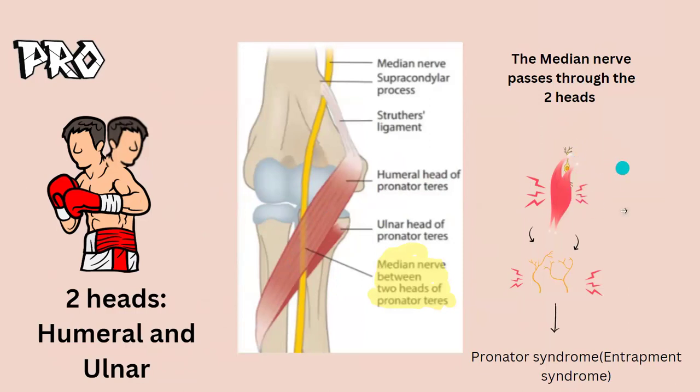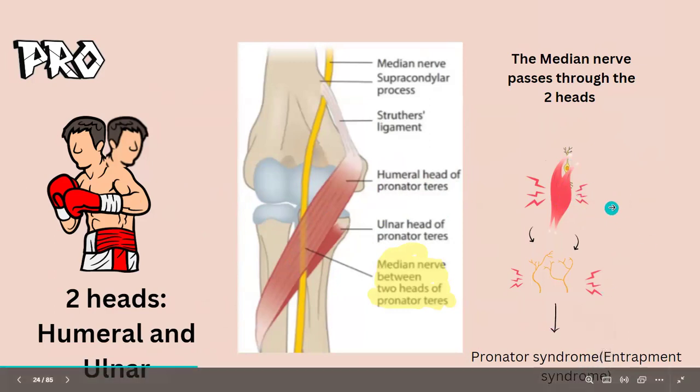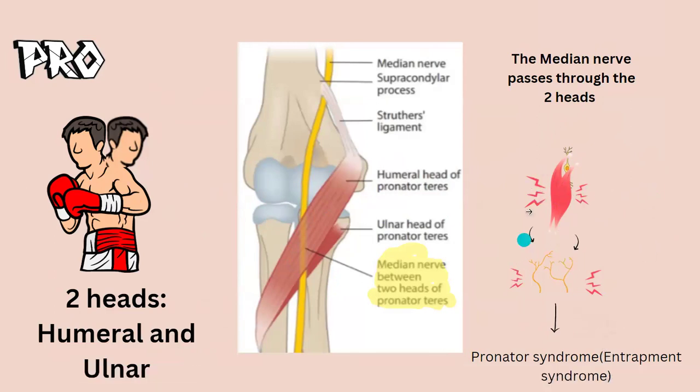Now, if the muscle hypercontracts or hypertrophies or gets inflamed, or anything goes wrong with the muscle, the median nerve actually gets impinged and results in a syndrome known as pronator syndrome, which is basically that the nerve becomes weak and the muscles supplied by that nerve get weaker, or you could actually lose complete function.